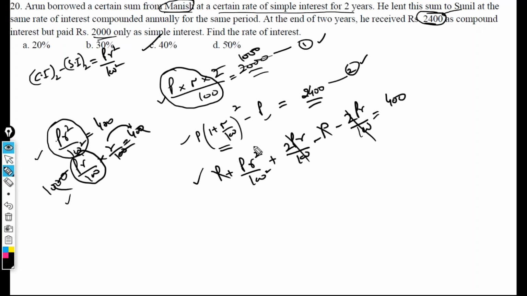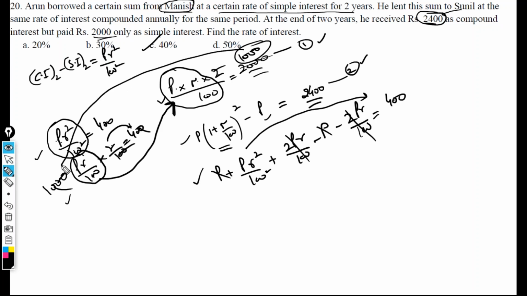Nikhil, when we got this value equal to 400, I wrote this PR square upon 100 square as PR upon 100 into R upon 100 because this value was already known to me. So PR upon 100 is 2 got cancelled out, 1000. So put this value 1000 here. So two zeros got cancelled out here, 10 got cancelled out here. So R comes out to be 40. Is it done, Nikhil? Guys, is it clear? Any student having any doubt in this? Tell me.